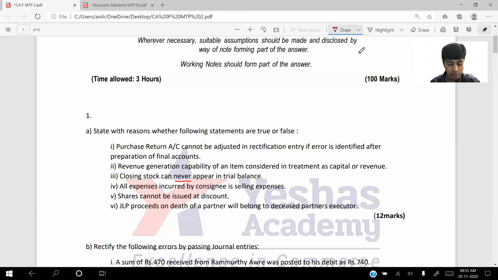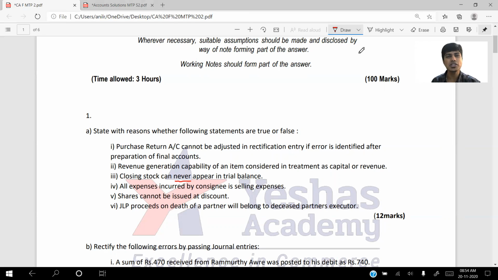So we have, after that, all the expenses incurred by the consignee is selling expense. Not necessarily. Consignee is the recipient of goods. When such a recipient receives the goods, expenses incurred by the consignee till the time the goods reach his godown is non-selling expense. I repeat, expenses incurred till the goods reach his godown are non-selling. Once the goods reach his godown, the expenditure that he incurs is selling expense. So the consignee can incur selling as well as non-selling expense.